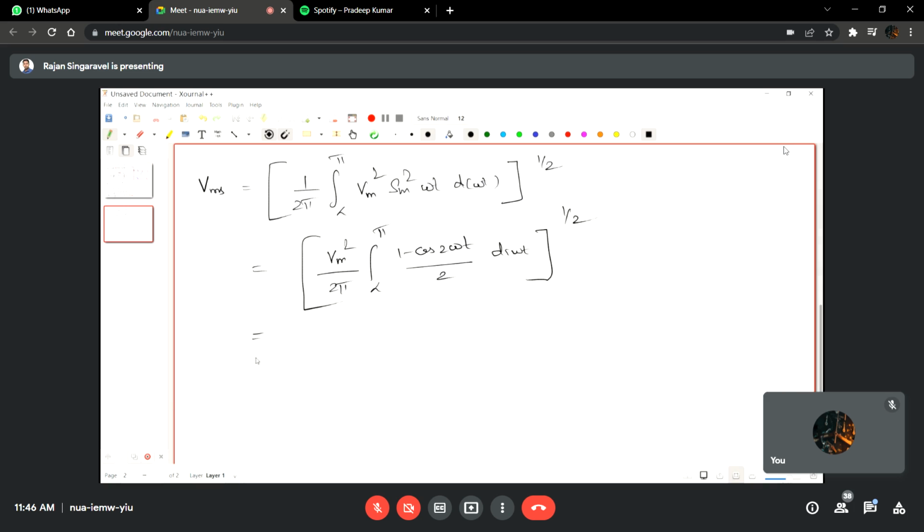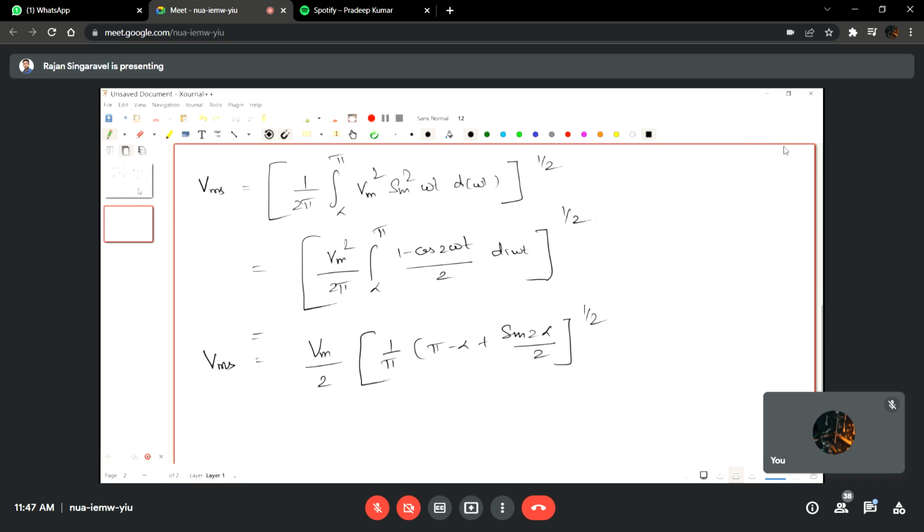And anyway, there are a few more steps here that you please take care. Then the final answer I'm writing, because I don't want to spend time on this trigonometry. It becomes Vm by 2, then 1 by pi times (pi minus alpha plus sine 2 alpha by 2), whole power 1 by 2. This will be the final equation. Right? If you substitute alpha and pi, you can understand that. So this is the output RMS voltage.